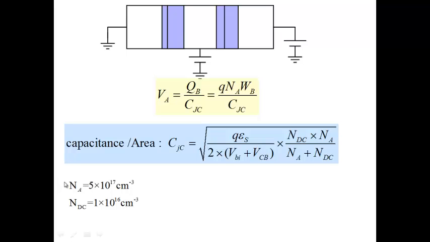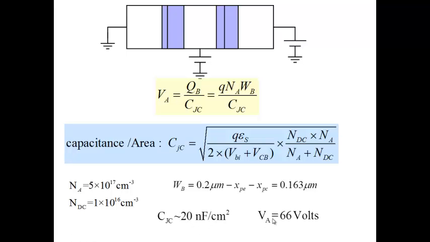All right, so we were discussing a transistor where the doping in the base was 5 times 10 to the power 17, and the doping in the collector was 10 to the power 16. We were also talking about a base width where, for the typical condition that we were looking at, 0.8 volt forward bias, the base width was 0.163 micron. With these values, we can evaluate the junction capacitance. It comes out to be 20 nanofarad per centimeter square. And finally, if we put all of them together, early voltage turns out to be 66 volts.